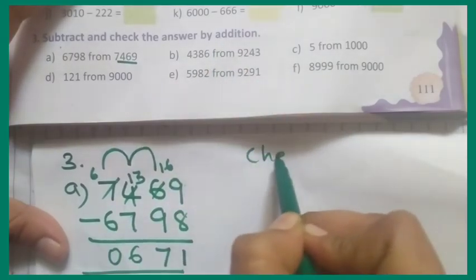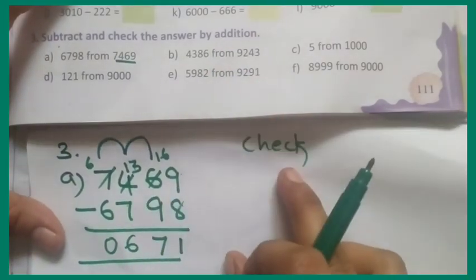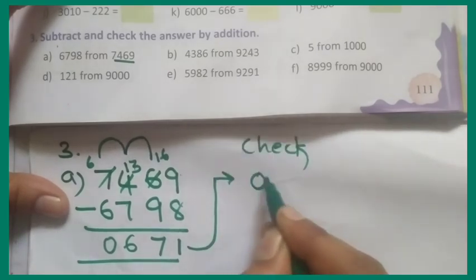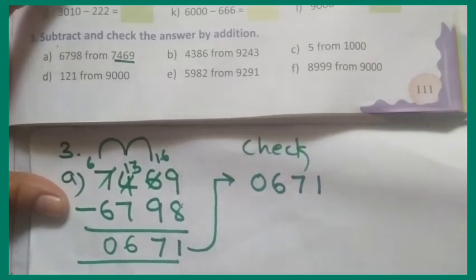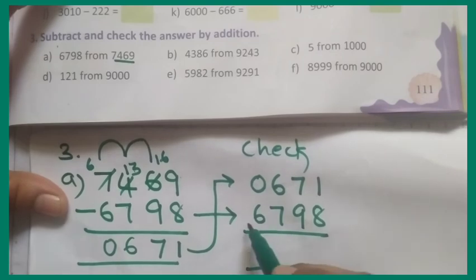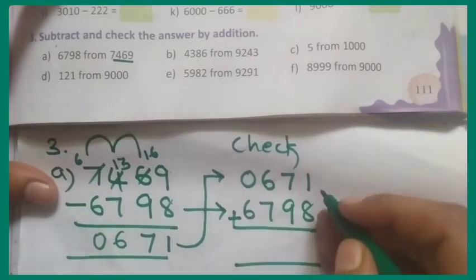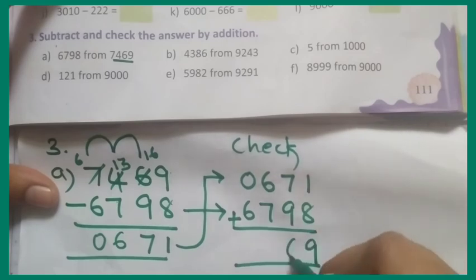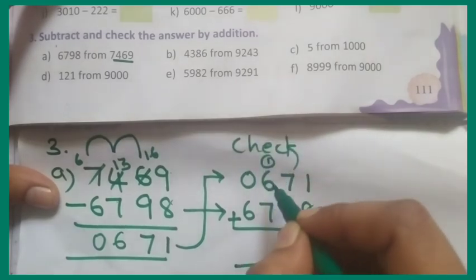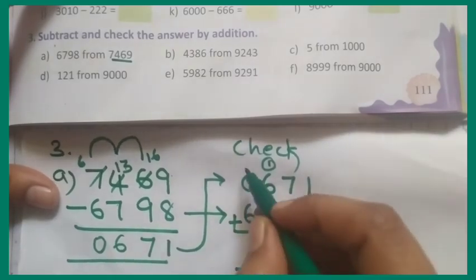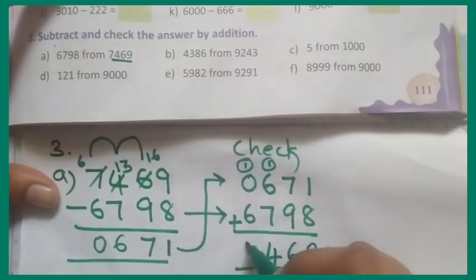In the question they gave subtract and check the answer by addition. So we'll do check here, beside it. Write this answer here upside: 0, 6, 7, 1. Now write this here: 6, 7, 9, 8. Do addition. 1 plus 8 is 9. 7 plus 9 is 16, 6 here, 1 taken as carry. 1 plus 6 is 7. 7 plus 7, 14, 4 here, 1 taken as carry. Now 1 plus 6 is 7.